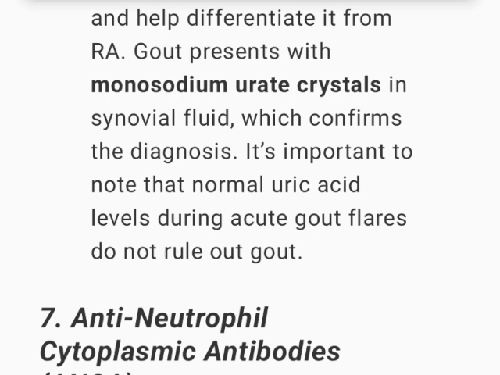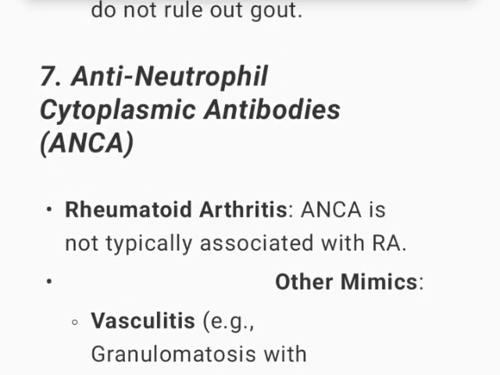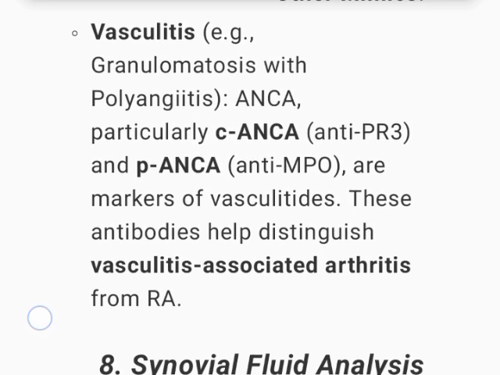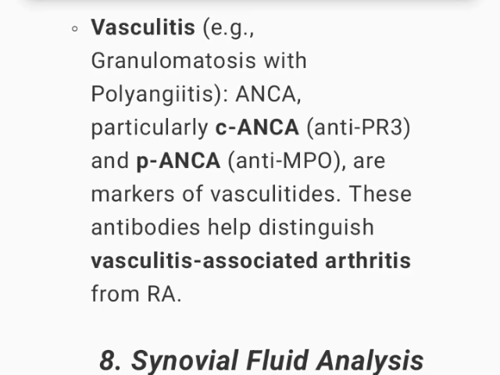7. Anti-neutrophil cytoplasmic antibodies, ANCA. Rheumatoid arthritis. ANCA is not typically associated with RA. Other mimics, vasculitis, e.g. granulomatosis with polyangiitis, ANCA, particularly c-ANCA, anti-PR3, and p-ANCA, anti-MPO, are markers of vasculitides. These antibodies help distinguish vasculitis-associated arthritis from RA.